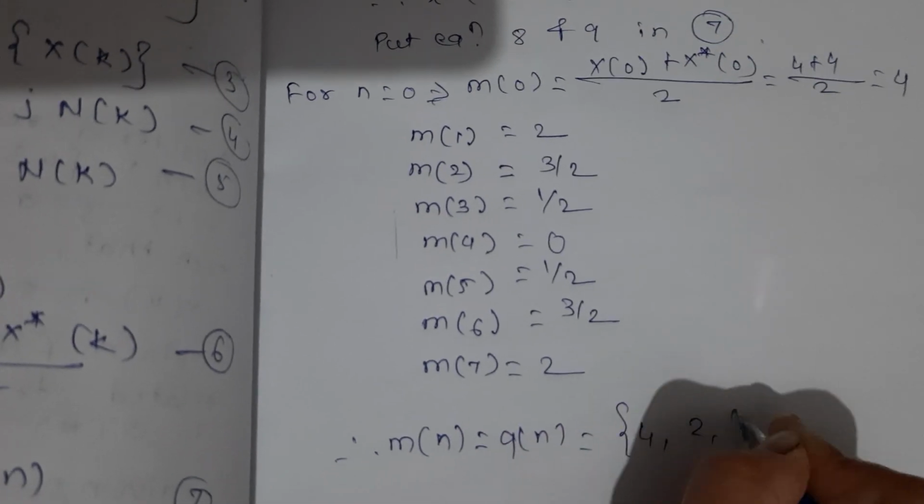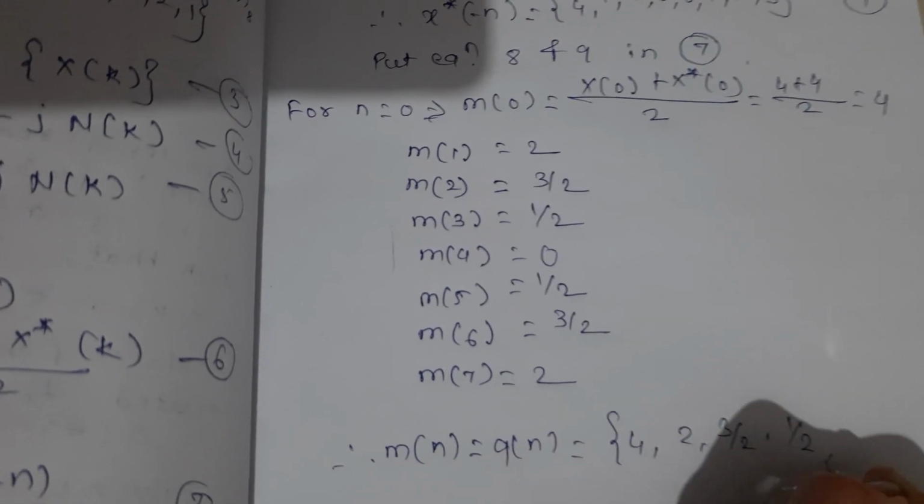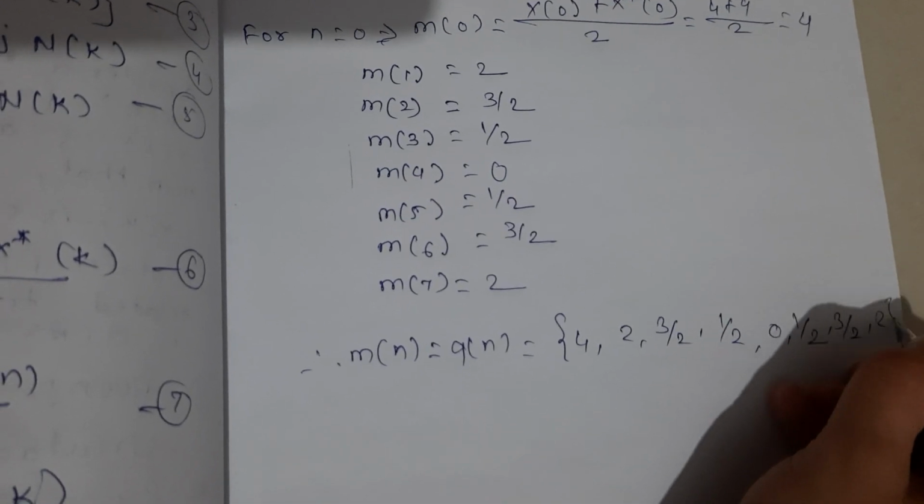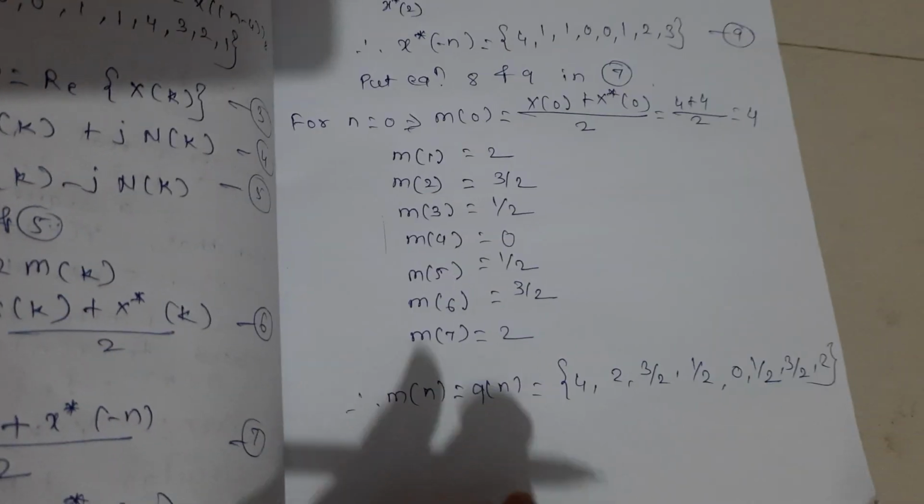4, 2, 3 by 2, 1 by 2, 0, half, 3 by 2 and 2. This is the sequence for M of n. Thank you.